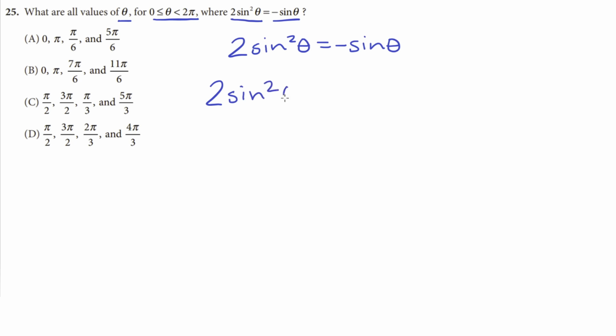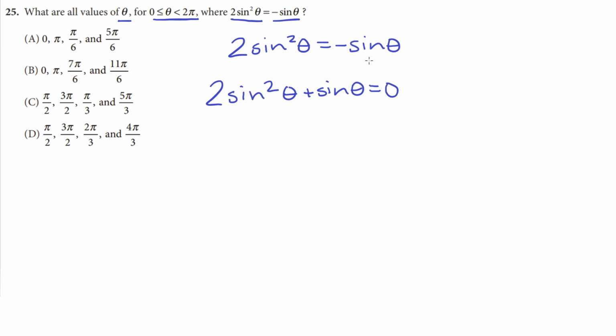So we'll have 2 sine squared theta plus sine theta and a 0 left over. You would think you can divide both sides by sine theta, but since sine theta can be equal to 0, that would be the same as dividing both sides of the equation by 0. And you're not allowed to do that to equations because that just destroys the equation.